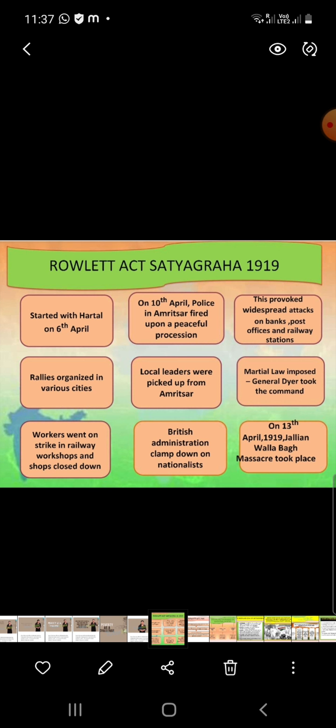So today we discussed the path or idea of Satyagraha, the Rowlatt Act, how the Rowlatt Act spread and how it was not in favor of Indians, and we discussed the non-cooperation movement started by Gandhi ji to spread nationalism in India.